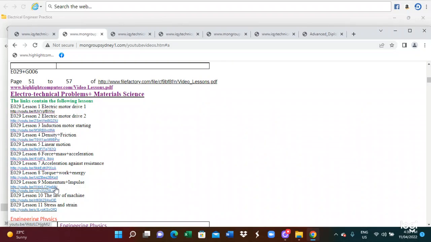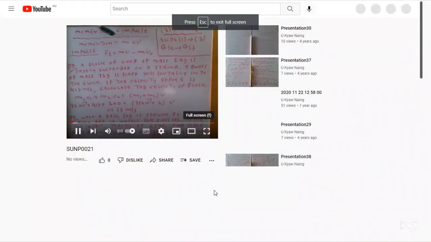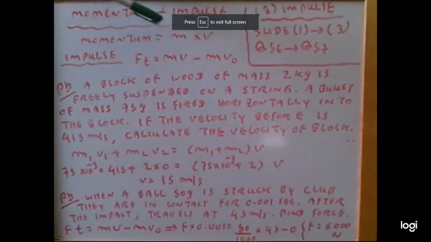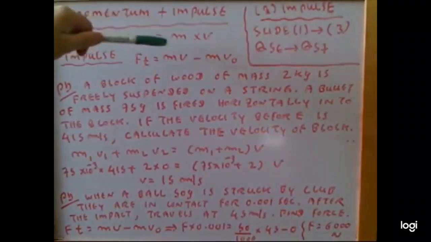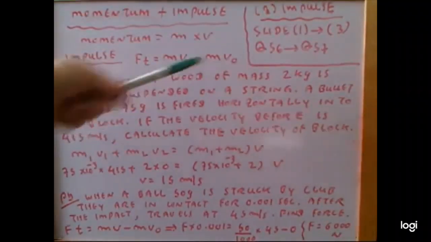And momentum and impulse. Okay, this topic is momentum and impulse. The momentum formula is m multiplied by v, where m is the mass and v is the velocity. Impulse is F·t, which is equal to mv minus mv0.